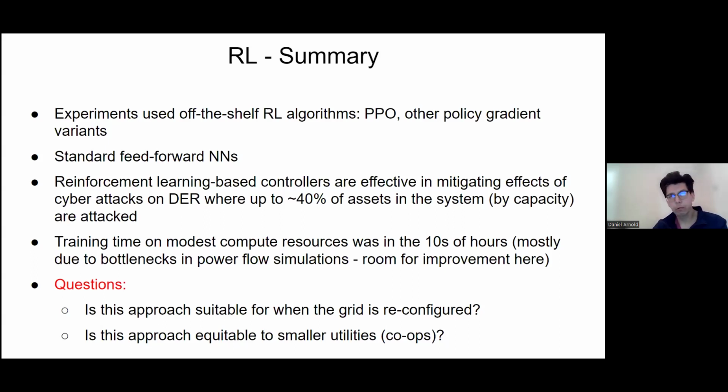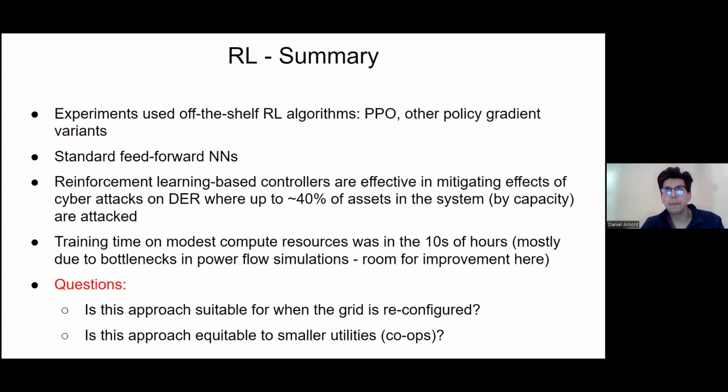This is actually a pretty intuitive result. The reason our algorithms don't mitigate the attacks when you increase beyond this is that the attackers just overwhelm the system. We don't have enough assets that we can control to counteract the effect of the attacker when we approach 50% penetration of the attack. However, we do make the response less severe in all cases. And so it's still worthwhile to deploy these algorithms, even if you control very few assets in the system.